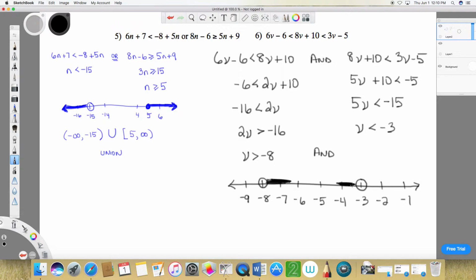Okay, so when you look at all the values that are greater than -8, that extends all the way to infinity. When you look at all the values that are less than -3, that indicates all the way to negative infinity. It's only this overlap, the part that's in both sets, that we shade, that we're interested in. So we're only interested in the numbers that are strictly greater than -8 and at the same time strictly less than -3.